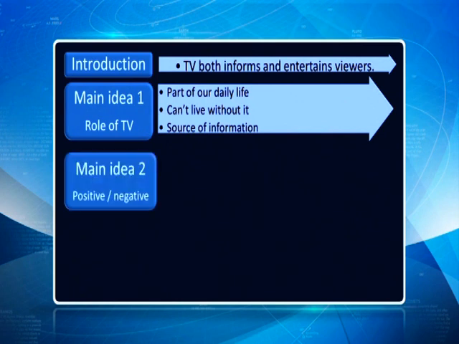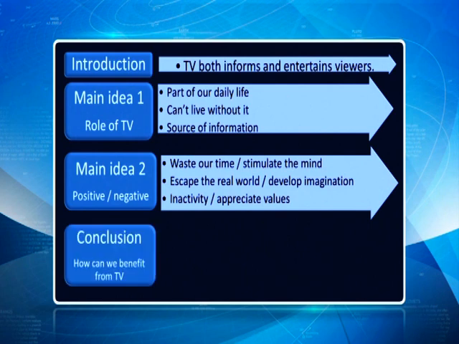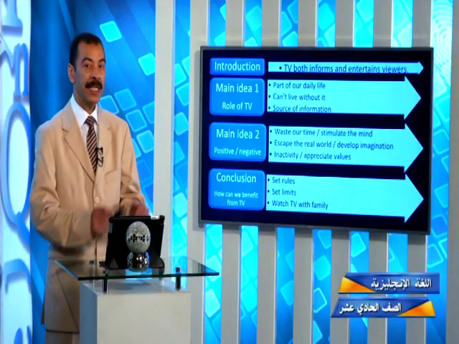The second paragraph, that is the one which contains main idea number 2, you talk about positive and negative effects of TV, where you can mention waste of time as a negative effect, but stimulates the mind as a positive one, escape the real world as a negative one, but develop imagination, inactivity, but can help you appreciate values. And the conclusion, where you can talk about how we can benefit from TV, and you say something like setting rules, setting limits, and watching TV with family. This should be your outline, or something which looks like it.